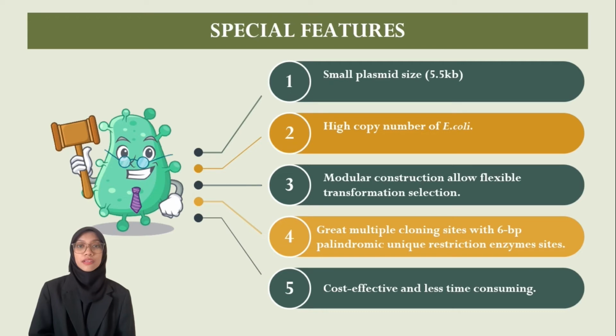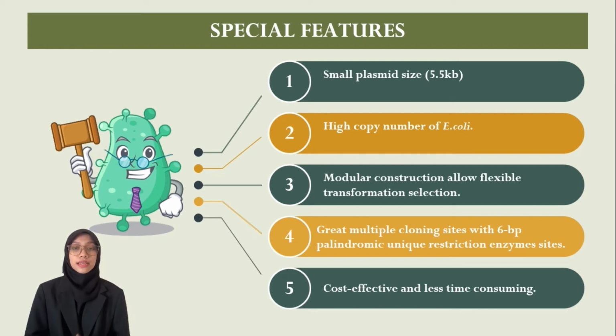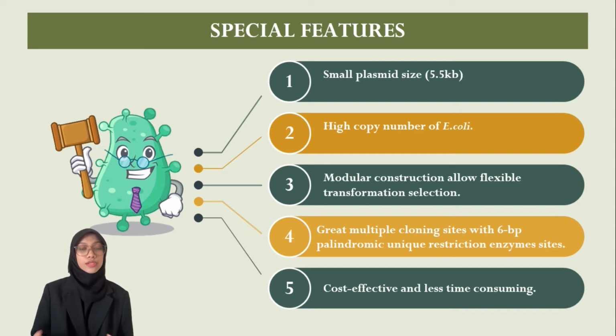Next, this binary vector has a modular construction that allows flexible transformation selection, where it allows for easy replacement of the promoter and terminator. pGreen also has a great multiple cloning site with 6 bp palindromic unique restriction enzyme sites that allow full flexibility with restriction-based cloning, either for ligation or to prepare generic low-cost Gibson fragments. And lastly, it is cost-effective and less time-consuming to use.